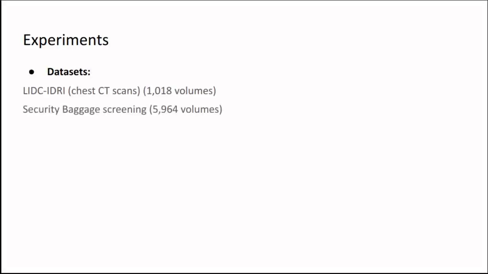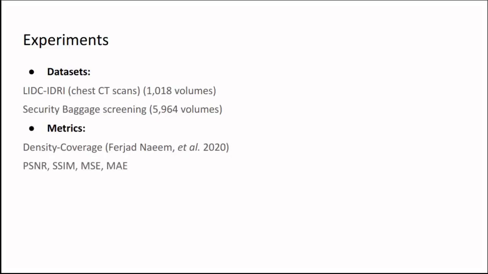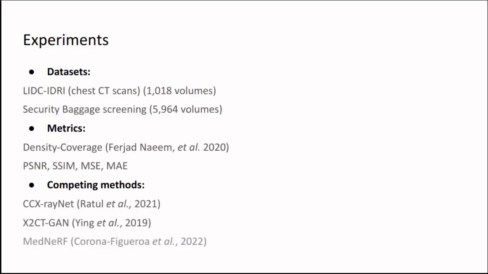To demonstrate the applicability of our proposed approach, we conducted a set of experiments on two datasets, portraying different topologies and domains, including complex volumetric imagery from publicly available chest CT scans and security baggage screening. We evaluate using density and coverage and traditional distortion metrics. Our approach demonstrates state-of-the-art performance across all datasets compared to three methods, including GAN-based and NeRF-based approaches.